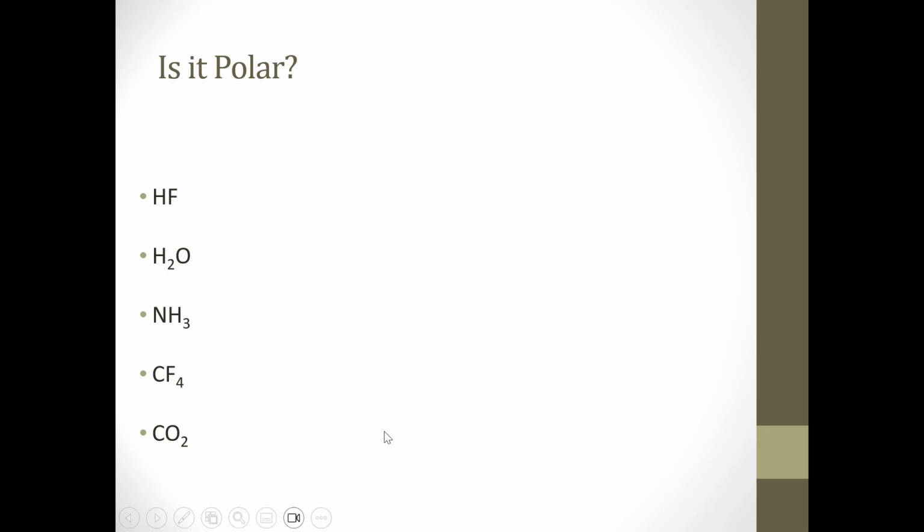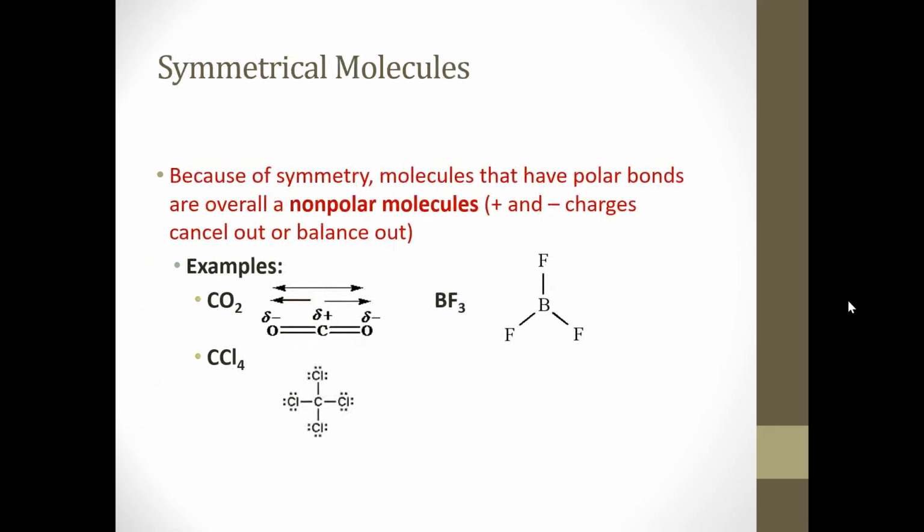And carbon dioxide we've seen a couple times over. Carbon dioxide is also going to be non-polar because it's got polar bonds, check number one, but it's not an asymmetrical molecule. It's a very symmetrical molecule. So therefore, it is going to be a non-polar molecule.